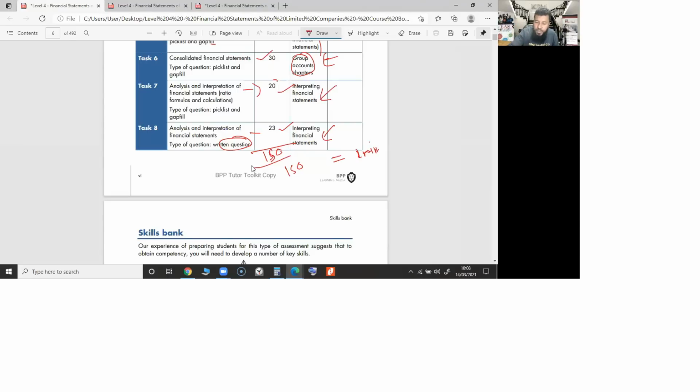1 minute for each mark. That should be in your head. Level 4, time pressure exams. Yeah, because there are so many calculations you have to do, lots of writing you have to do. So it's a time pressure exam.